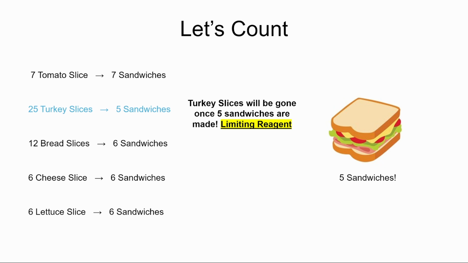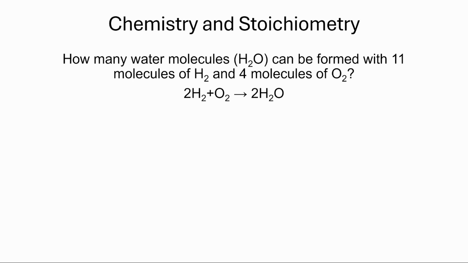Now, relating this back to chemistry, it's the same idea with the idea of counting. Now, let's relate this to a chemistry and stoichiometry problem. How many water molecules, or H2O, can be formed with 11 molecules of H2 and 4 molecules of O2? So, like before with the sandwich recipe, this is our recipe. 2 H2s and 1 O2 will be combined together in order to form 2 H2Os. That is the recipe for this specific chemical reaction.